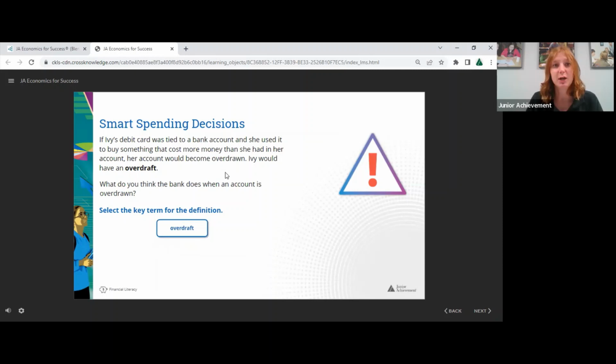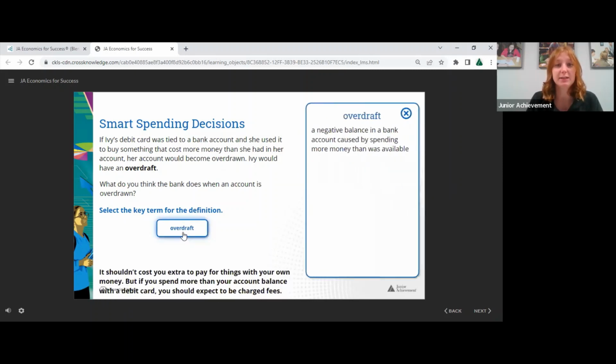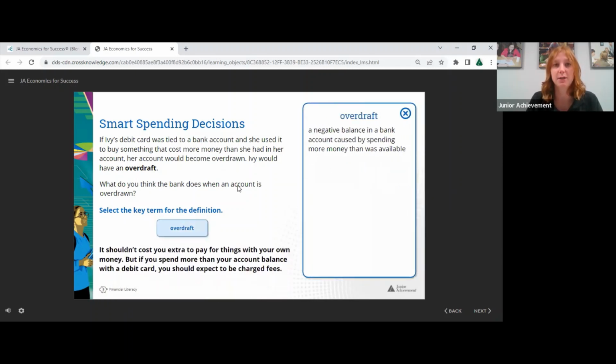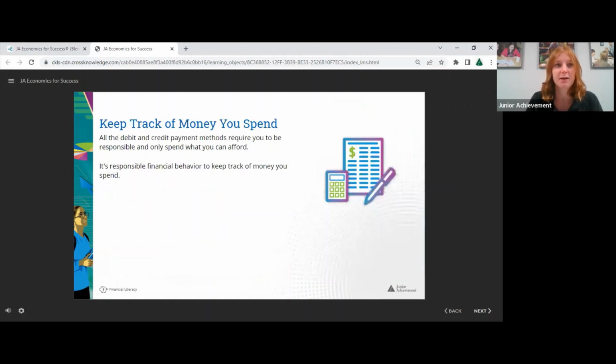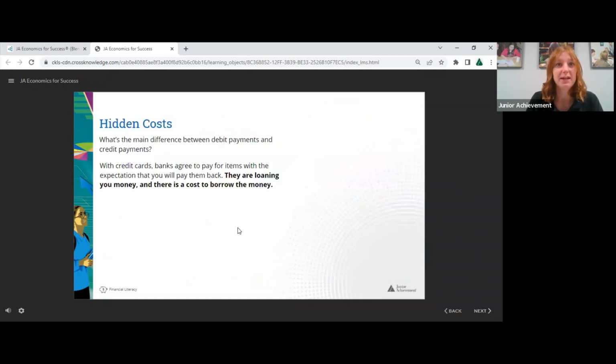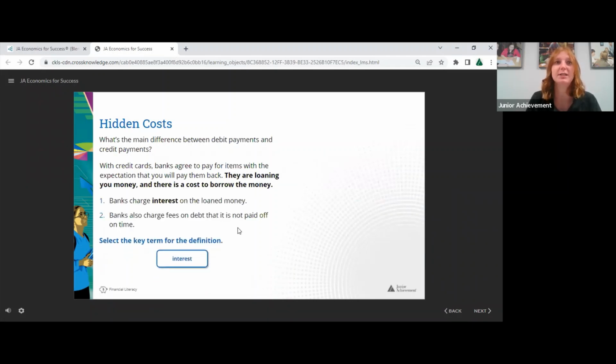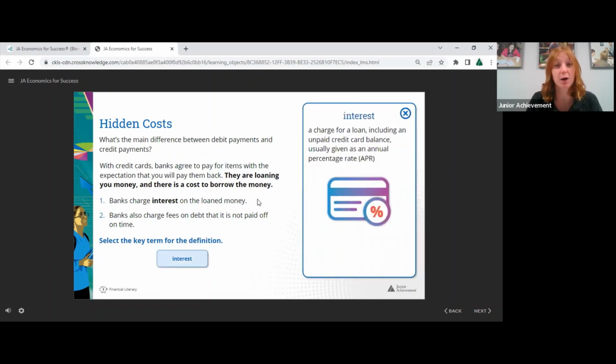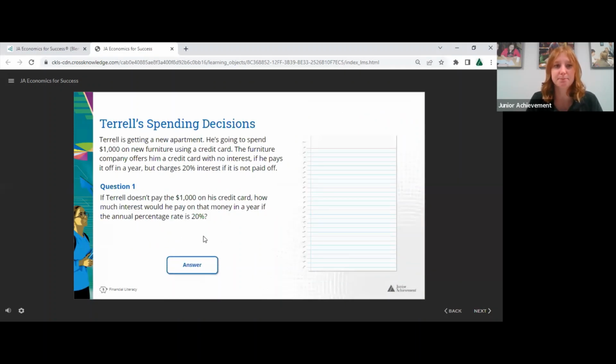The next thing we're going to talk about is overdraft fees. So again, it's a vocab word. We are going to want to make sure that the students write this down on their worksheet. The big thing also is hidden costs, right? We know that interest is huge. And it's maybe something that these students haven't ever thought about or maybe don't know what it is. So it is a vocab word, so we are going to want them to write it down, but really talk to them about what is interest? What does it mean if something has interest on it?